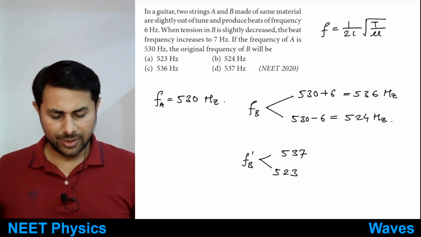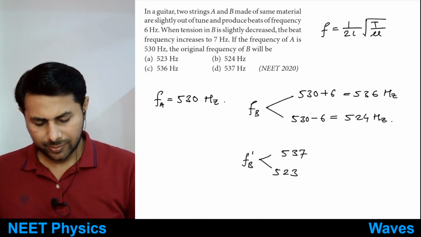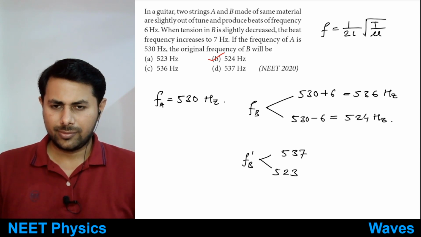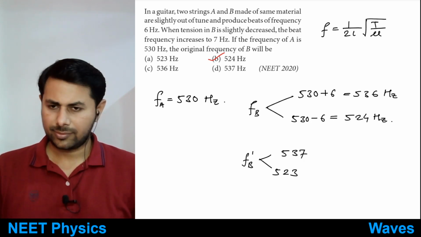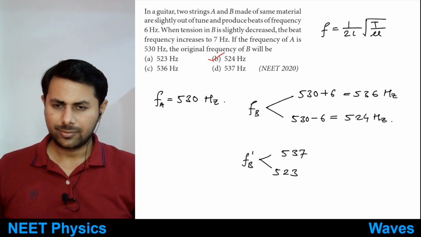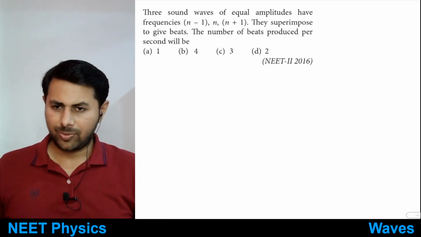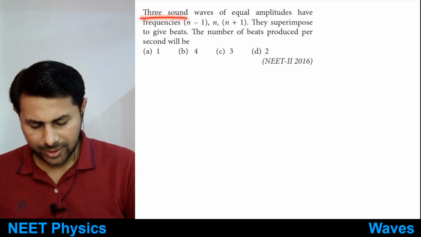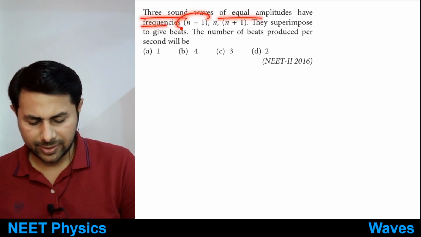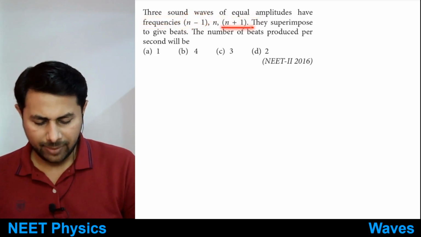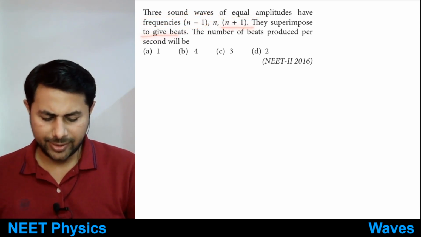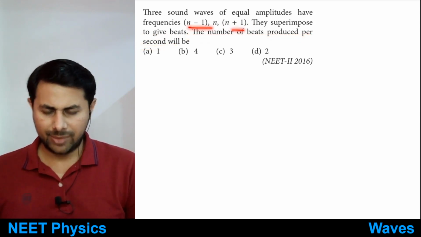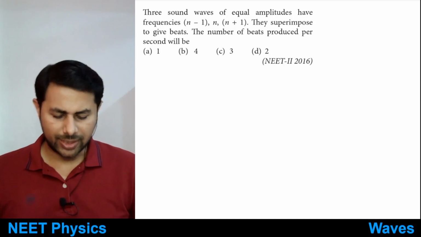Okay, this thing is clear, everyone? Right. Okay, so these kind of problems are asked on beats. Let's see one more. 3 sound waves of equal amplitudes have frequencies n minus 1, n and n plus 1. They superimpose to give beats. The number of beats produced per second will be. Okay, so this is a typical question and it was asked once.